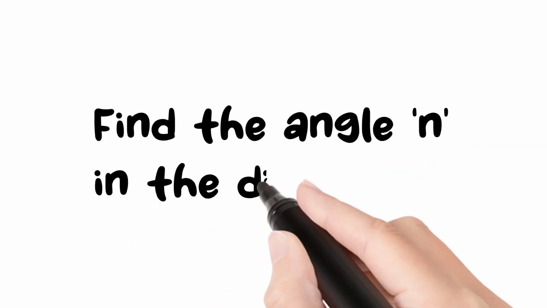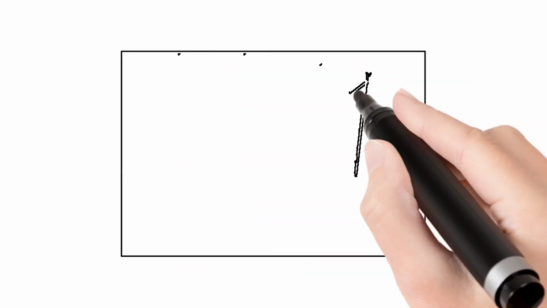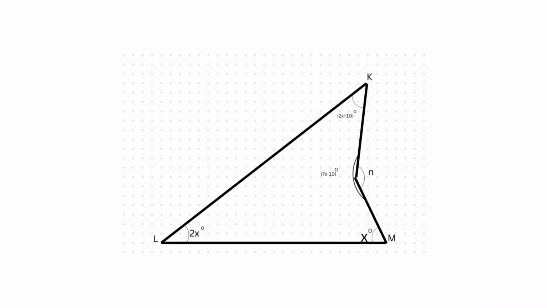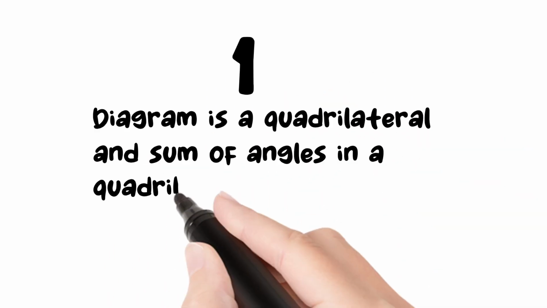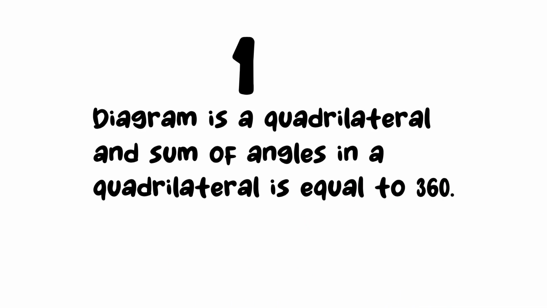We are asked to find the angle n in the diagram below. First, before we proceed, we must take note of two facts. One, the diagram is a quadrilateral and the sum of angles in a quadrilateral is equal to 360 degrees.